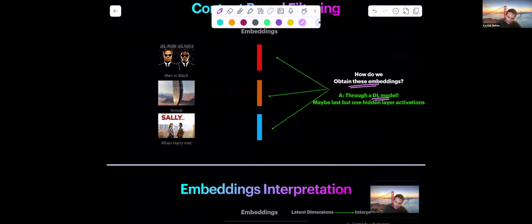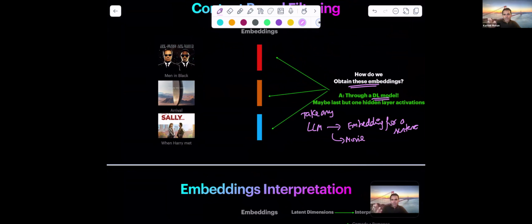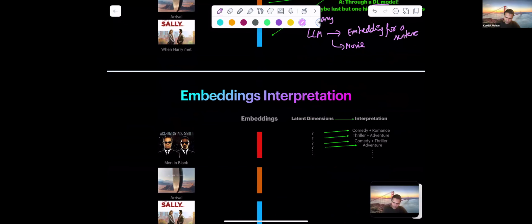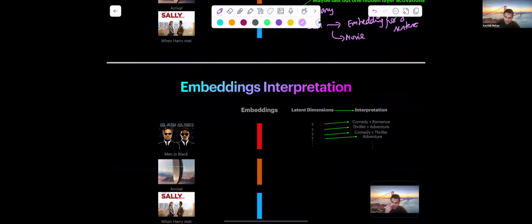For instance, you can take any LLM and then you can get an embedding for a sentence. You can get it for a movie as well, because a movie is also a word or a sentence, so you can also get an embedding for a movie. And in the context of movies, like we said, the interpretation of what the latent dimensions are happens after the fact. So you could look at the latent dimensions once you learn the embedding and say, okay, it's comedy plus romance, or thriller plus adventure, or comedy plus thriller, and so on. So there could be a mixture of genres and other things in here.